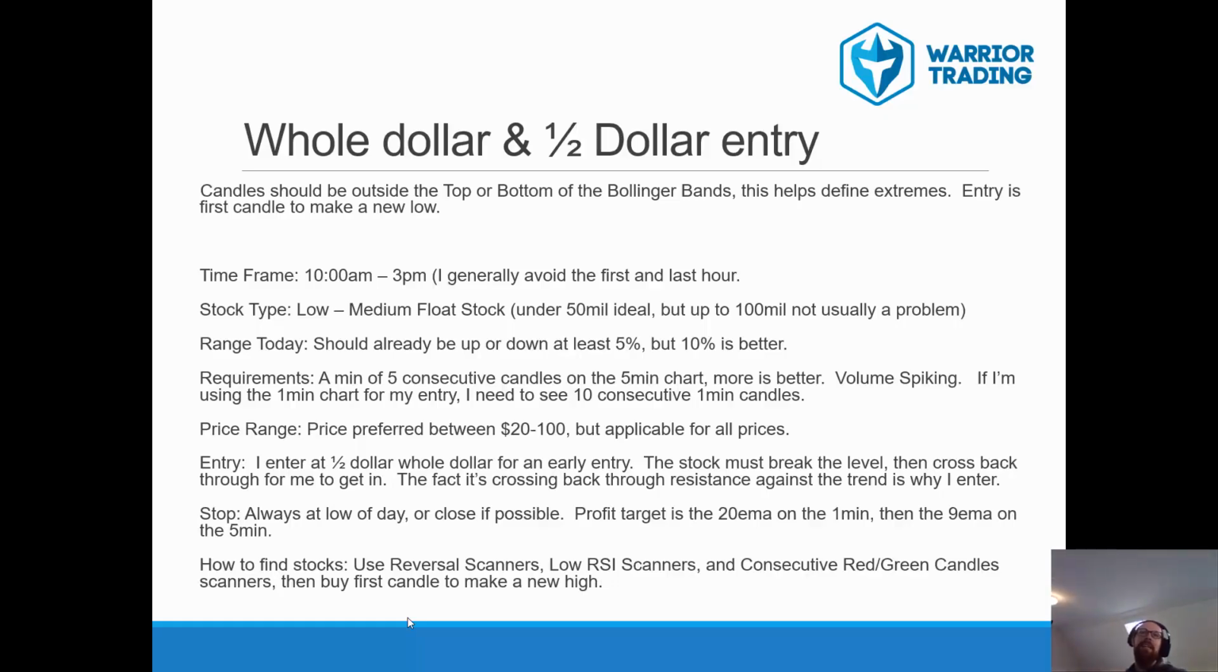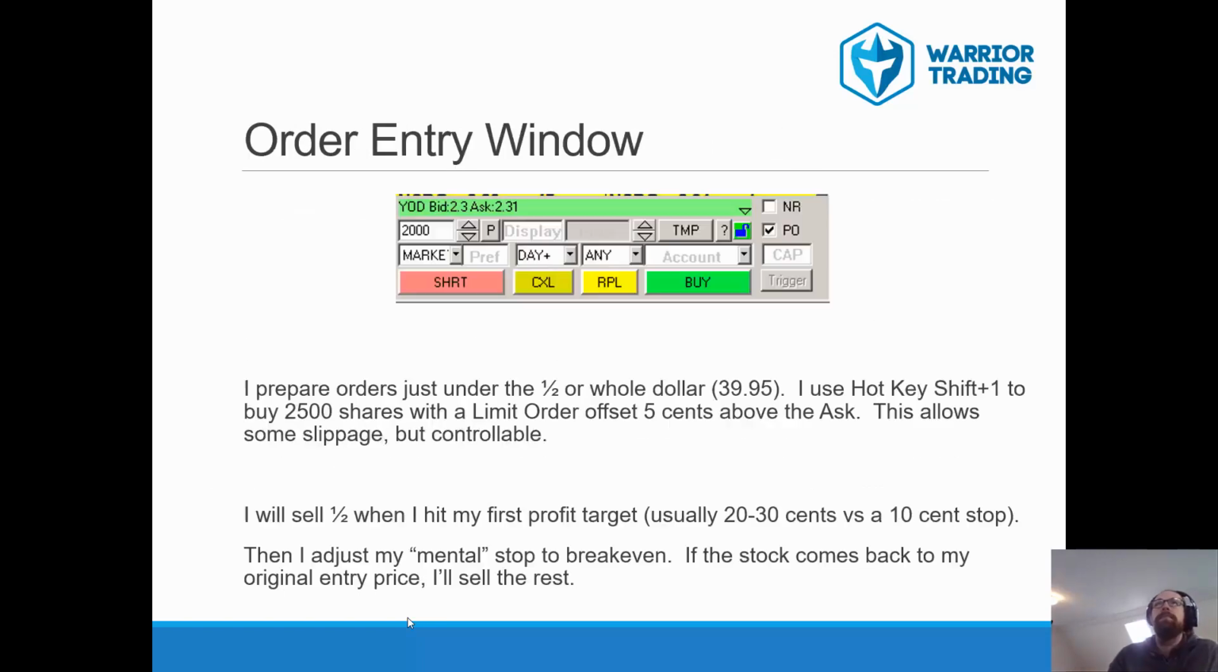So with that said, you may want to size down when you take whole dollar or $0.50 entries, knowing that the risk is a little bit higher when you don't have that confirmation. And then when you get the confirmation of the first candle to make a new high, that would be where you could add. So in my order entry window, I would be typing in my order right around the $0.50 or the whole dollar. So it would be at like 39.95 or 40.05, etc.